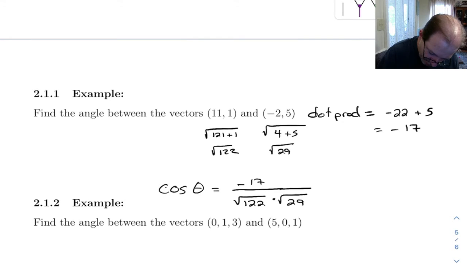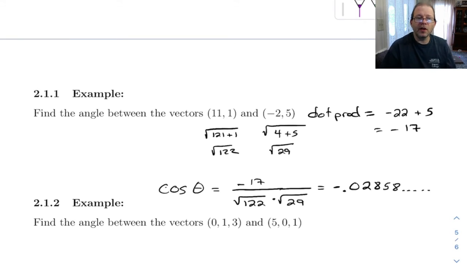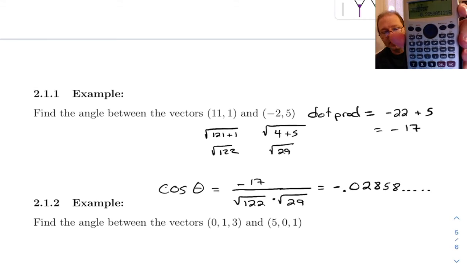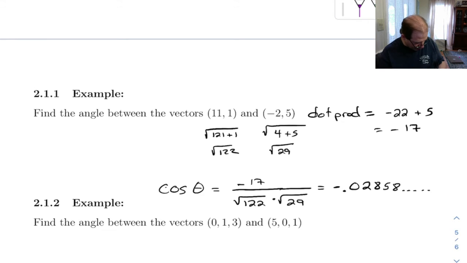So this gives me an answer of, well, I shouldn't say an answer. It gives me cosine is negative 0.028, etc. I'm going to put a few more, 2858, and so on. But I want the angle here. And unlike in calculus, I want the angle in degrees here. So first, let me figure out how to put my calculator into degree mode. All right, I'm in degree mode, and I'm not going to delete any of this. I'm going to keep it in here, and I'm going to do arc cosine of my answer. And it gives me an answer of 106.6 degrees.